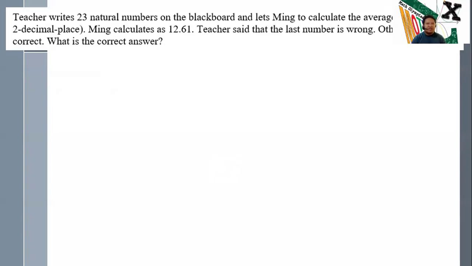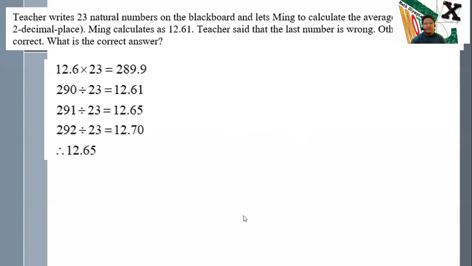So again, teacher writes 23 natural numbers on the blackboard and lets Ming calculate the average, keeping two decimal places. Ming calculates 12.61. Teacher said the last number is wrong. The other numbers are correct. So we have 23 numbers. We can use 12.6 times 23, which will give us approximately 289.9.